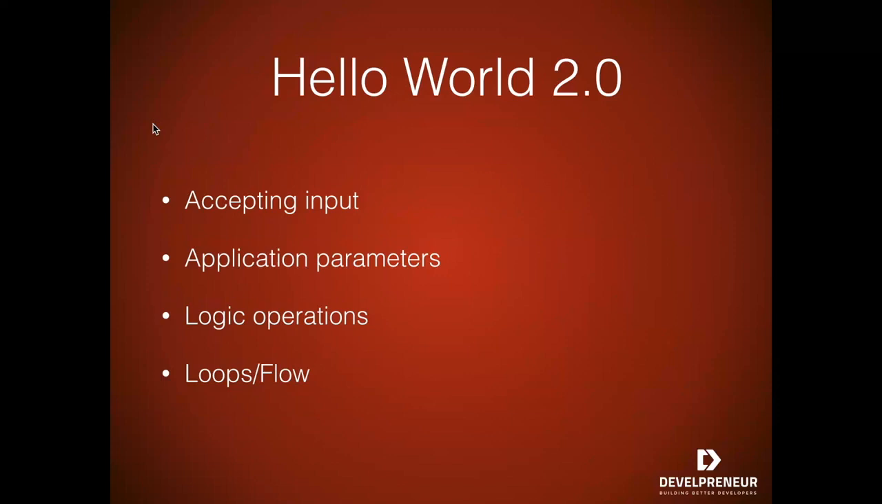Whether it may be keyboard input or application parameters. So maybe instead of always printing hello world, I'm going to run the application and give it a parameter. And that parameter is what it's going to print to the screen. Basically it's an echo application at that point.